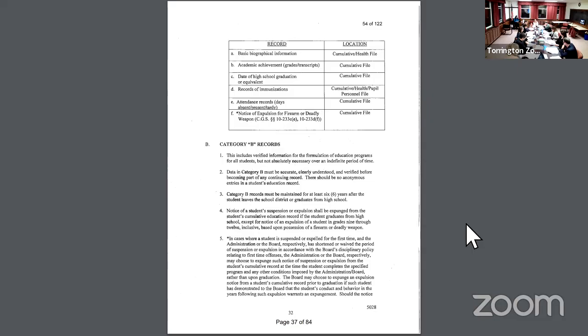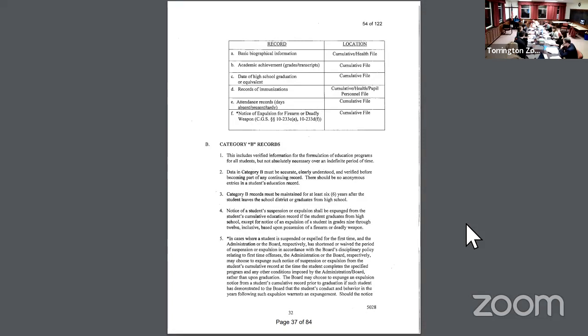Or maybe digital first/cumulative/health. Because that is correct. So everything is digital, right? And then get rid of everything after expulsion, so that all expulsions become part of their file. Right. Except if they're expunged, right? It talks about that over here.